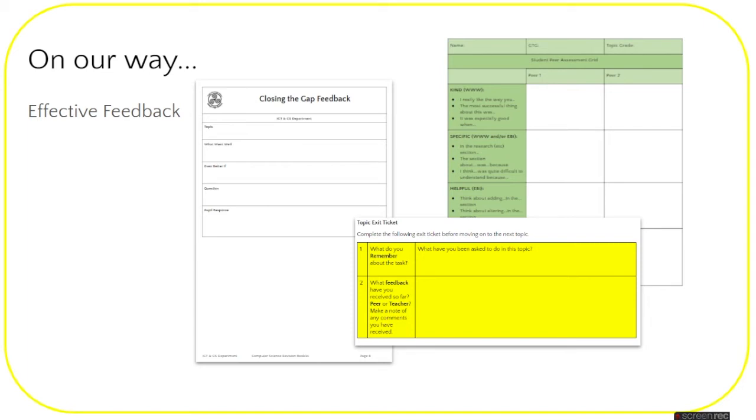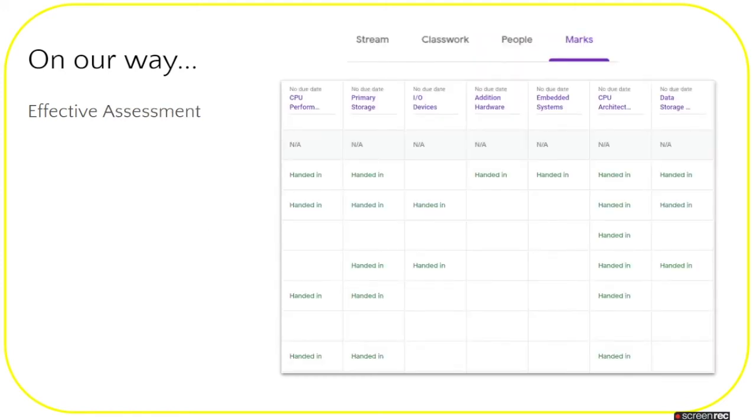At Key Stage 3, we make use of topic exit tickets, and these are at the back of all of those books. We also use student peer and self-assessment grids. These have come from a collaboration with Risca Comprehensive School. We are also making use of the new Marks section in Google Classroom, although this is new to us and something that we are looking to develop further.